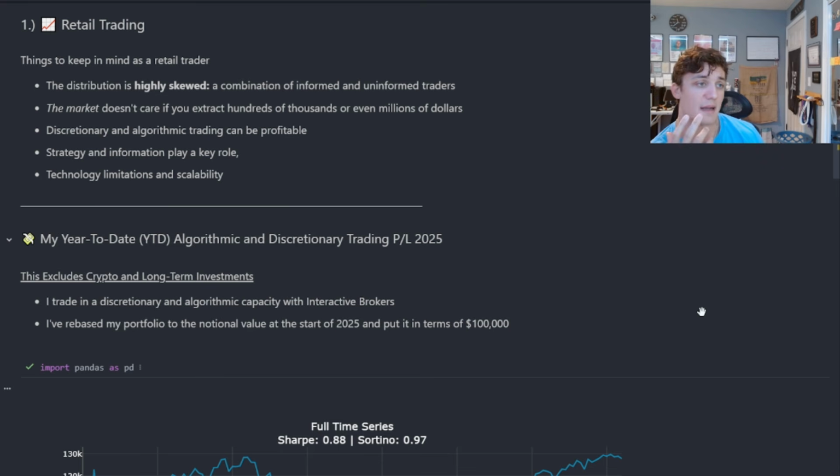One thing to keep in mind if you're engaging in the market as a retailer is the market doesn't care if you extract money from it. It doesn't care if you lose money to it. It doesn't have the capacity to care. The amount of capital that you're working with, if you extract hundreds of thousands of dollars, heck, even millions of dollars in particularly liquid instruments, nobody is going to bat an eye.